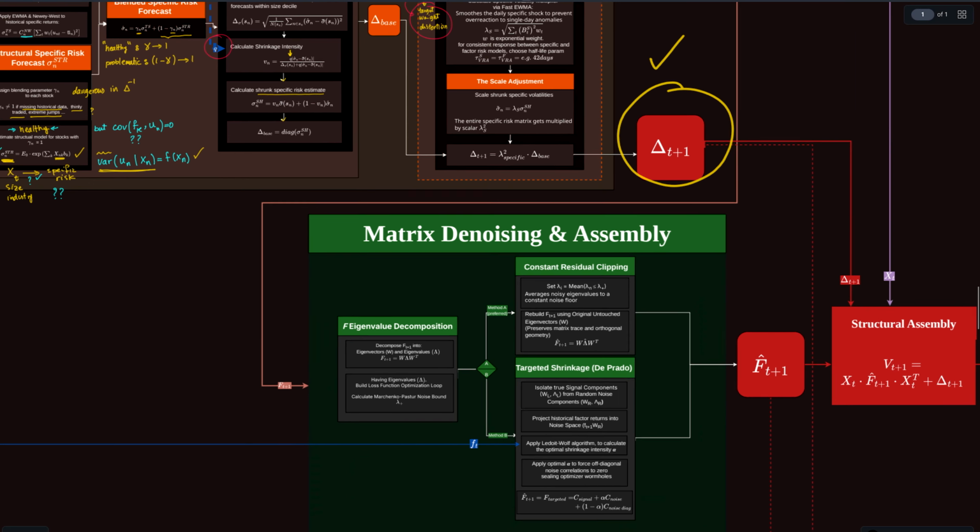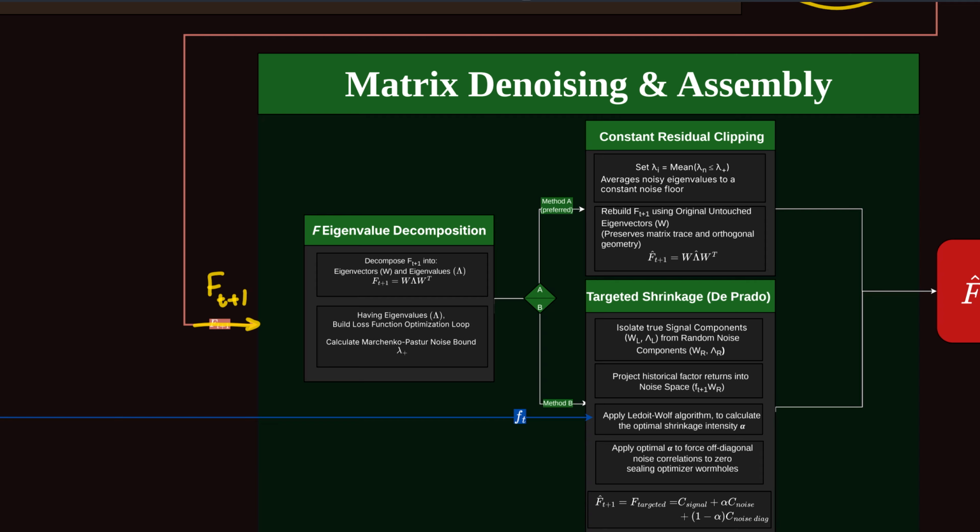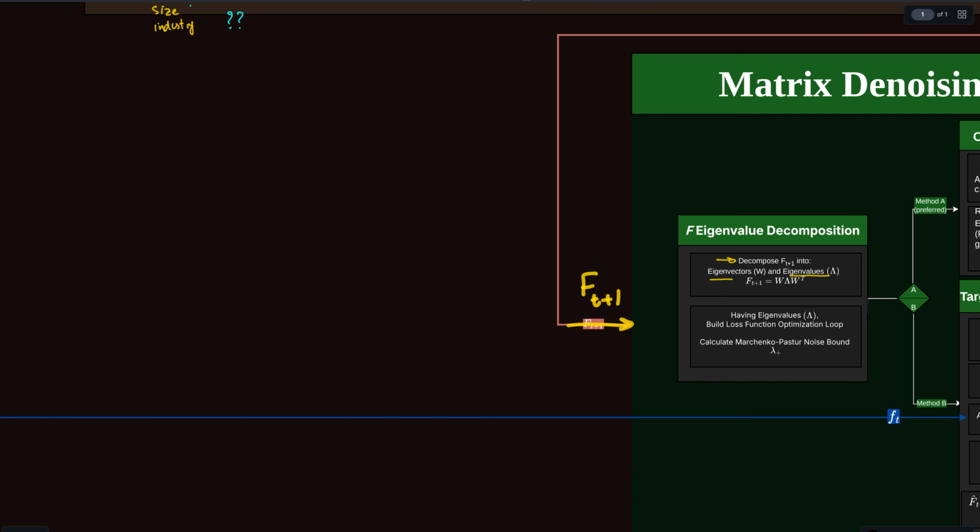If we don't scrub out this statistical noise or sampling noise, the optimizer will happily and aggressively exploit these fake diversification opportunities, dangerously over-leveraging the portfolio. So we solve this analytically using random matrix theory. First, we decompose the covariance matrix into eigenvectors and eigenvalues. Eigenvectors define the structural directions of market movement, and eigenvalues measure the variance explained along those directions.